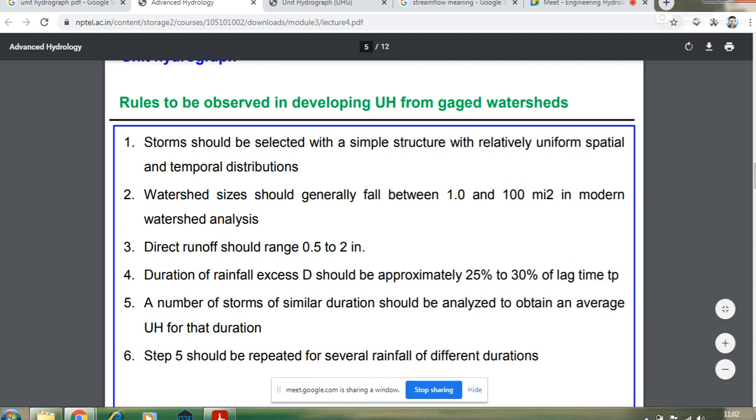Okay. Next one is duration of rainfall excess should be approximately 25 to 30% of the lag time. Okay. Next, number of storms of similar duration should be analyzed to obtain an average unit hydrograph for that duration.